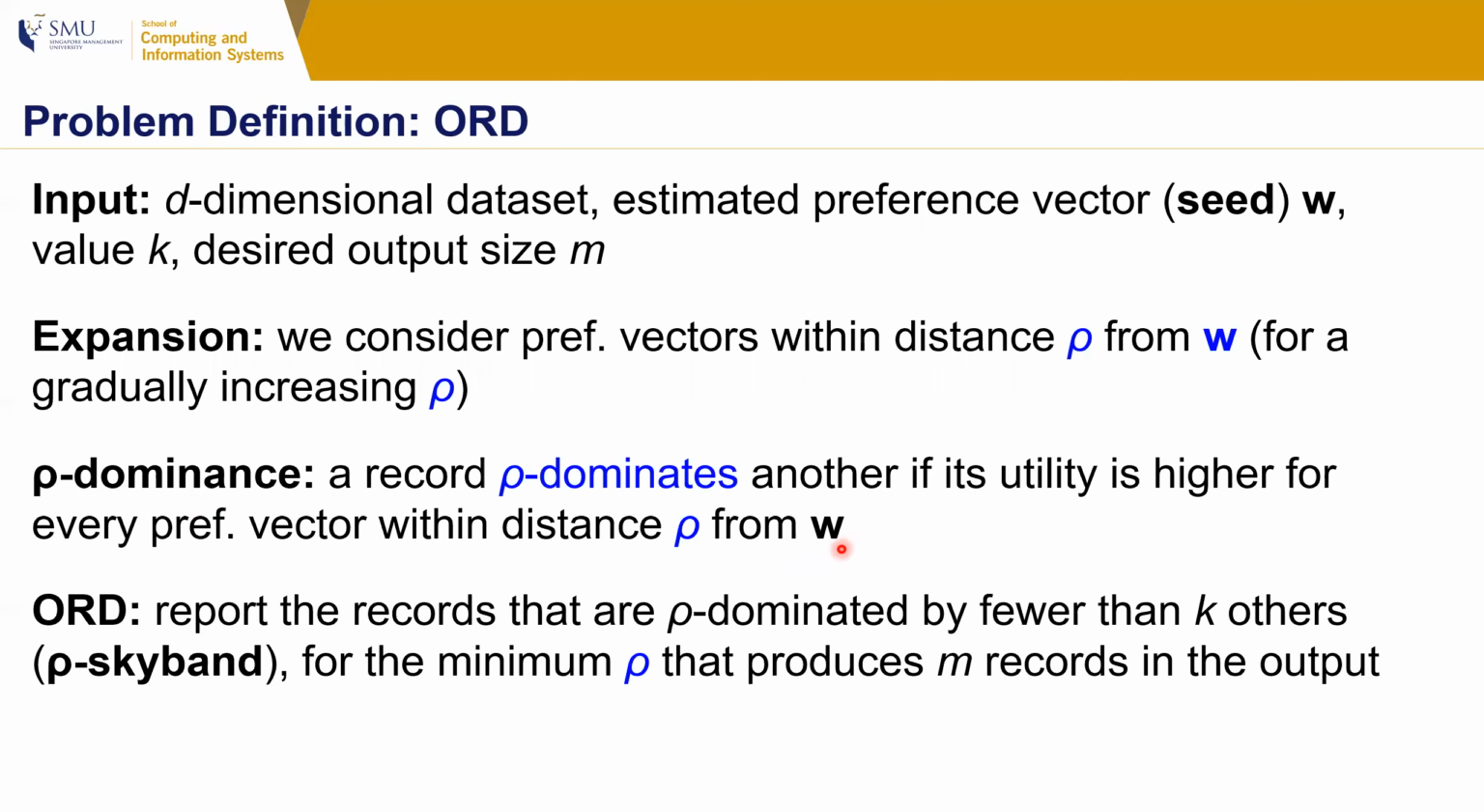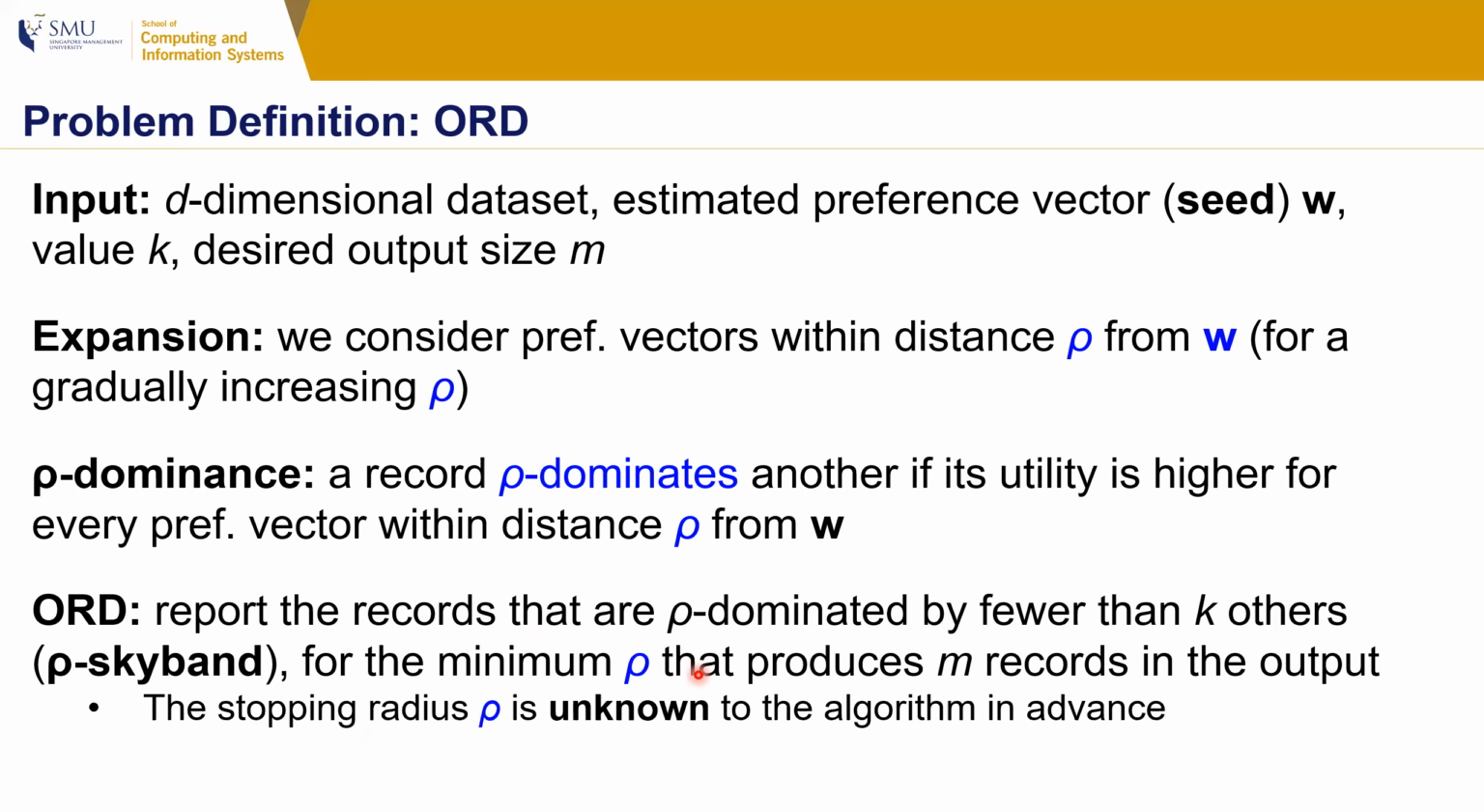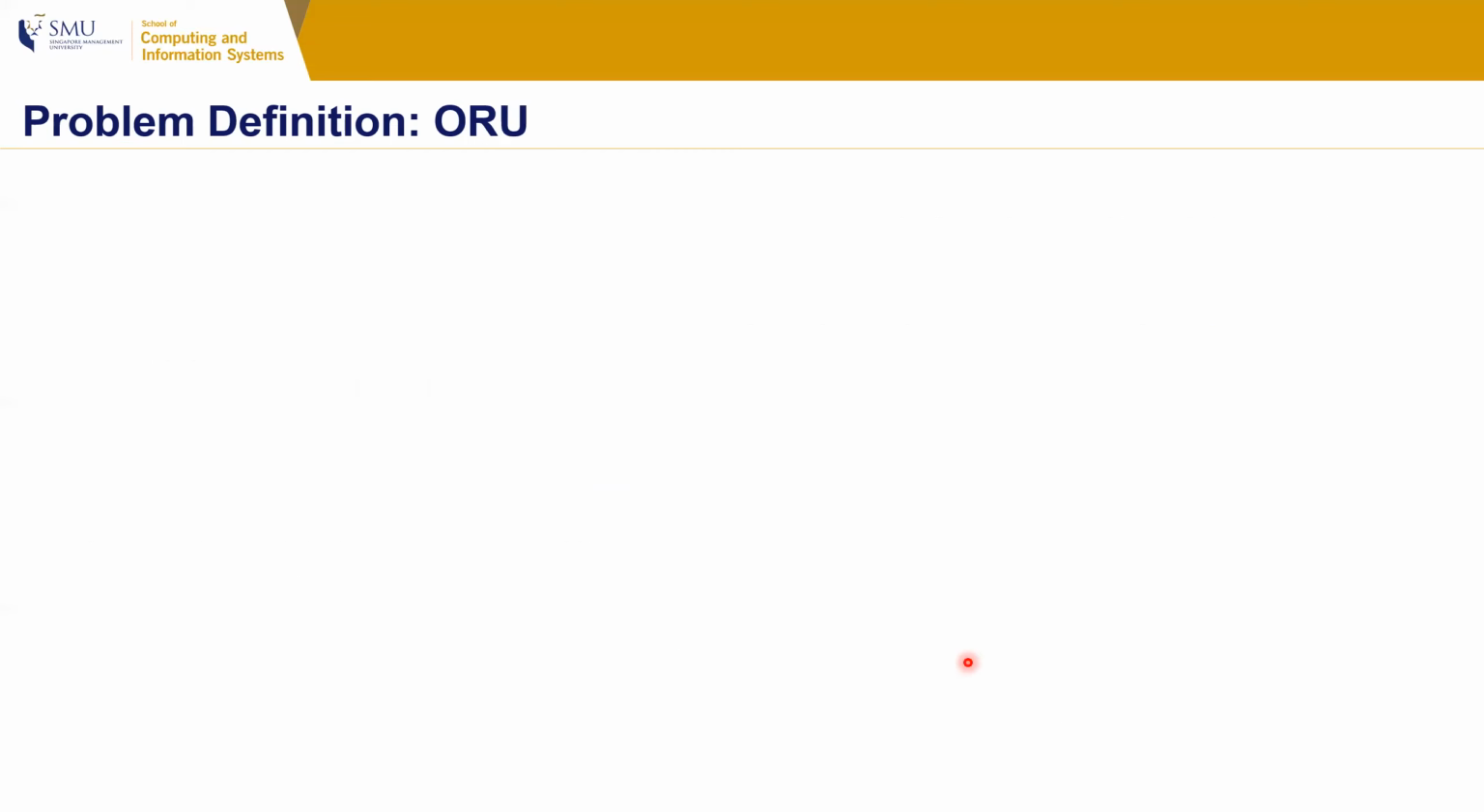It outputs the rho skyband, meaning those records that are rho dominated by fewer than K others, for the minimum rho that produces M records in the output. Two important notes here. First of all, this stopping radius rho, this minimum rho required to produce M records in the output, is unknown to our algorithm in advance. Second, the user and the application do not need to be bothered with the value of this rho. The only thing that the user or application needs to specify is how many records they need in the output.